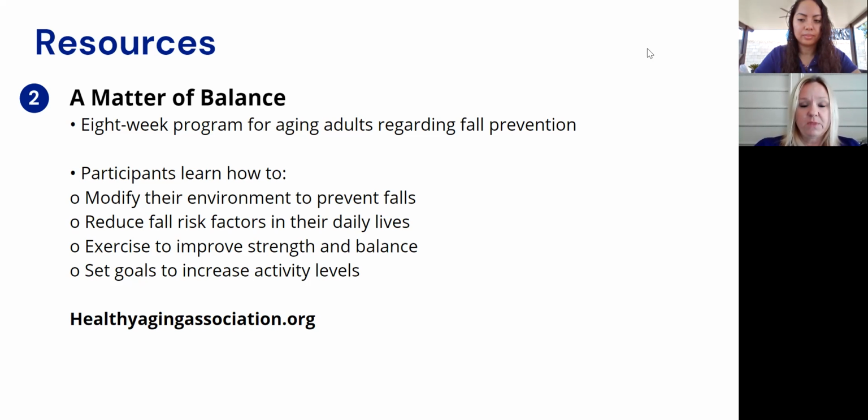Another outcome of the Matter of Balance program is that the clients will learn how to set goals to increase their activity levels. So they are not only learning what exercises to do, they are learning how to incorporate those exercises into their daily lives to keep them active, to keep them functioning, and to keep their risk of falling very minimal. To learn more about the Matter of Balance program, you can go to healthyagingassociation.org.